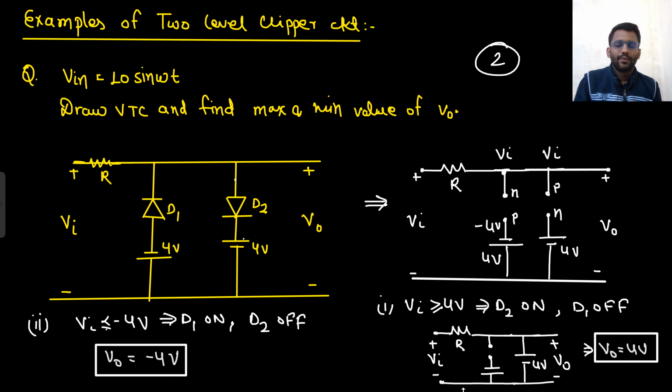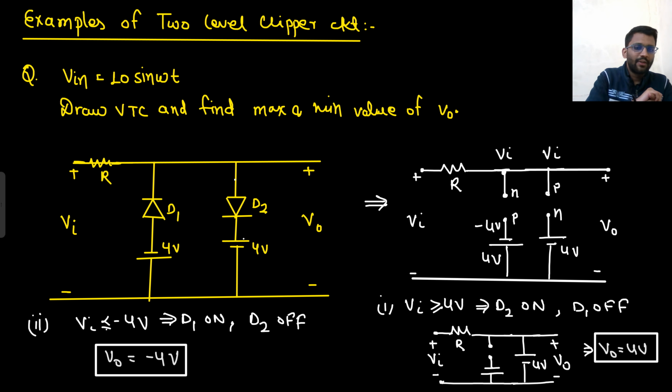In the exam, what will you do? By seeing this circuit only, you will understand what will happen. You will see that here minus 4 is there. That means if V in is greater than minus 4 volt, diode D1 will be off. So this is not our transition point actually. When V in is less than minus 4 volt, our first target will be to turn on the diode. Whenever you see this kind of clipper circuit, our first target will always be to turn on the diode.